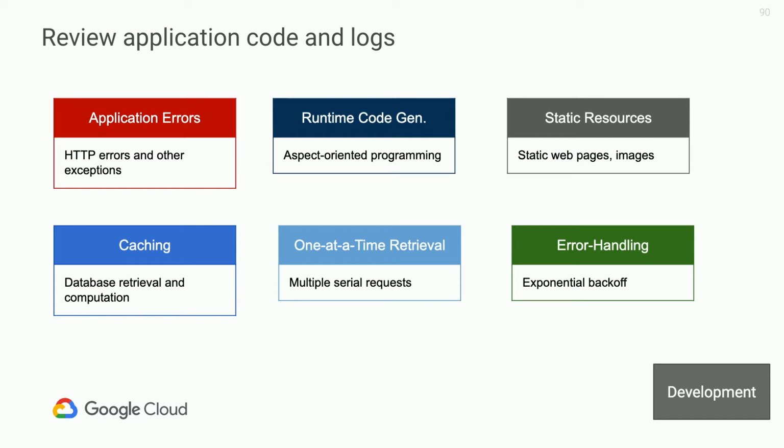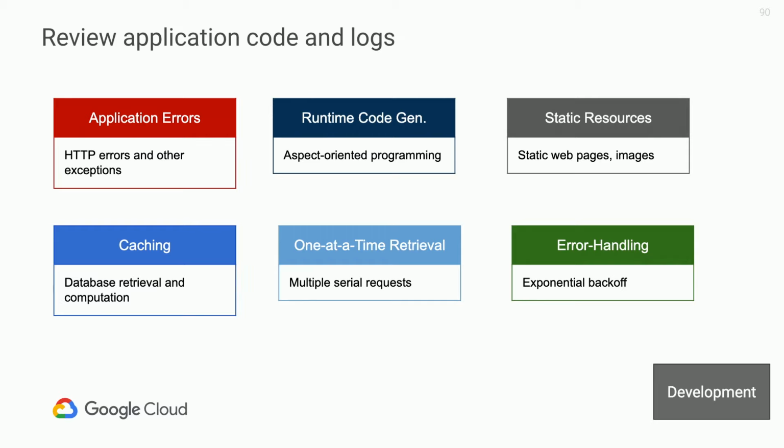Third one is about static resources. You should put your static resources in something like a CDN and put them into a bucket. The fourth one is about caching. For caching, you should consider putting frequently accessed values into a caching service, so you don't need to retrieve them again from the server or from the database.